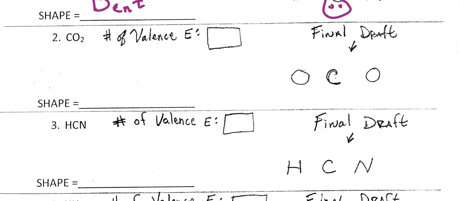Second one here, carbon dioxide, 4 and then 6 and then 6 for a total of 16. This has got no unshared pairs on the central carbon. Central carbon typically doesn't have unshared pairs. That's an important thing to notice, and you'll see it again and again. No unshared pairs on the central atom means that this is linear.